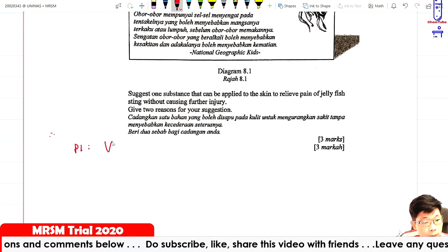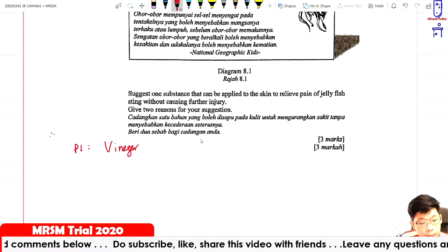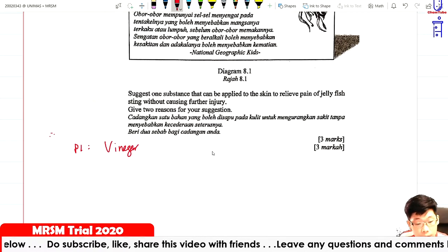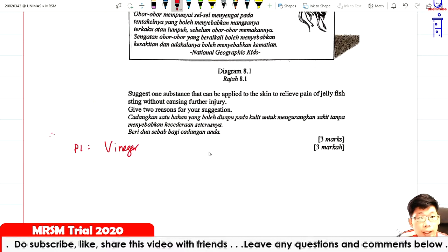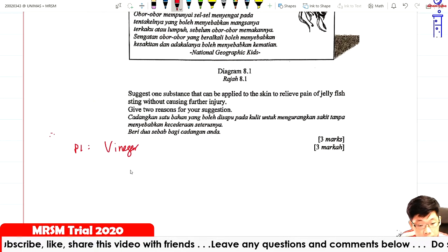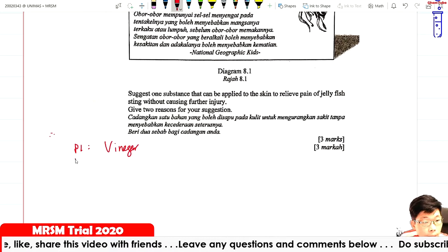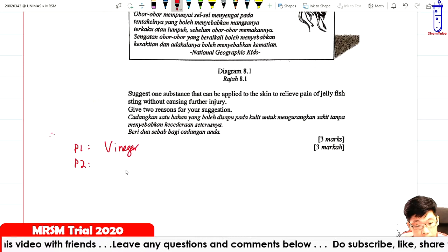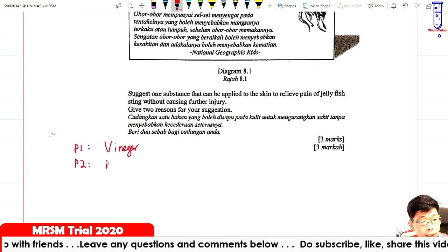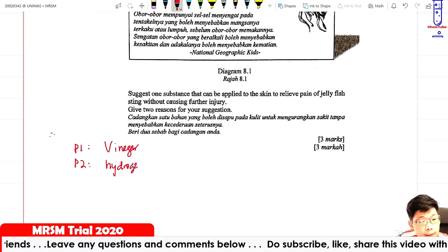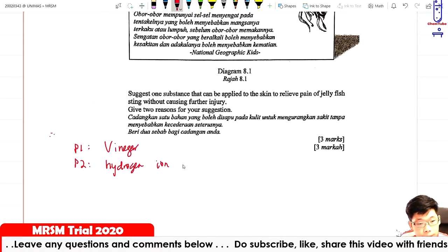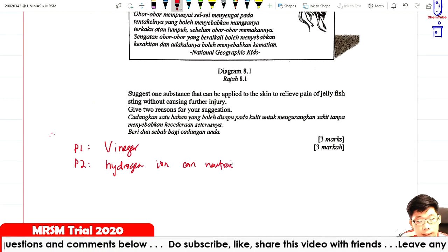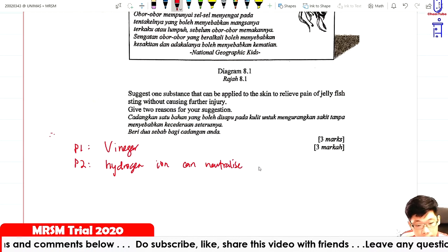Okay, we can use what? We can use vinegar. Okay, it's the best, or ethanoic acid, or acetic acid, or lemon juice, or any suitable weak acid. Okay, so give a reason why you choose vinegar: because the hydrogen ions from the acid can neutralize the alkaline.